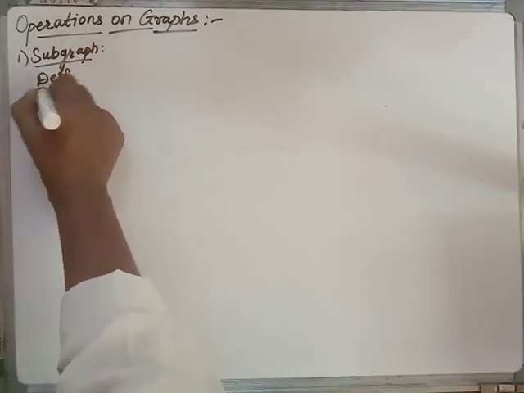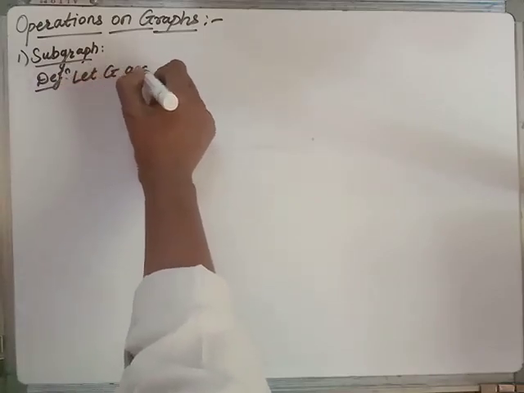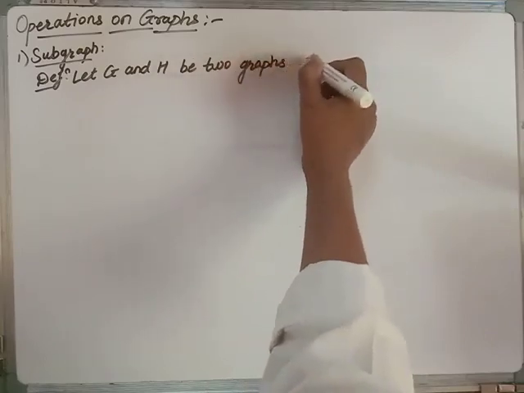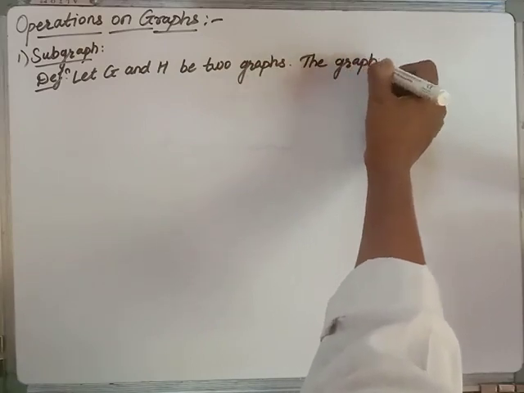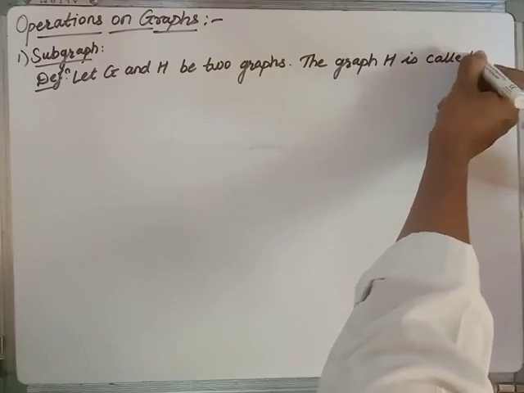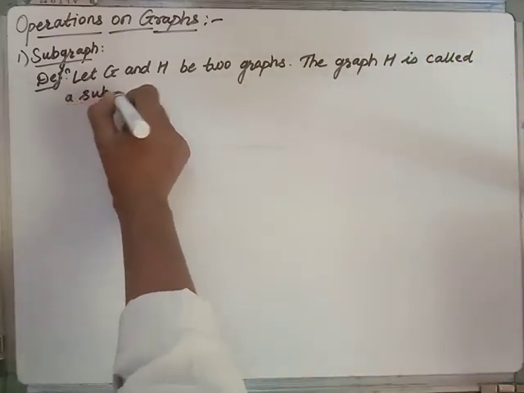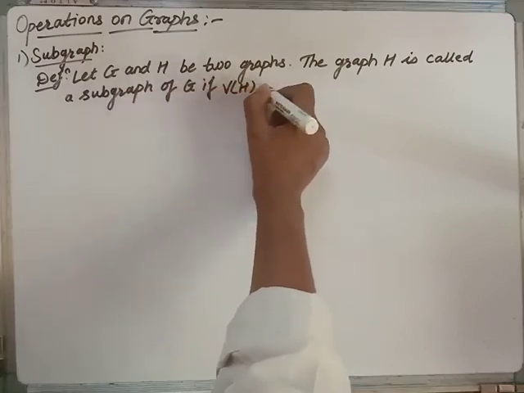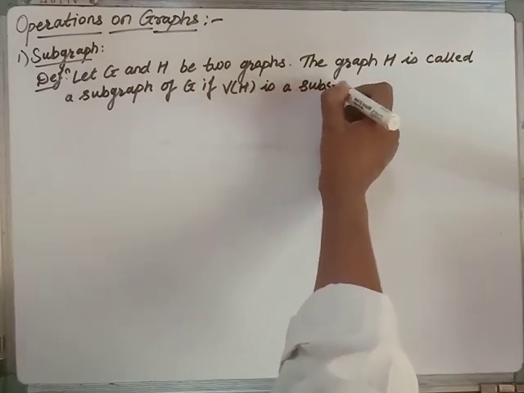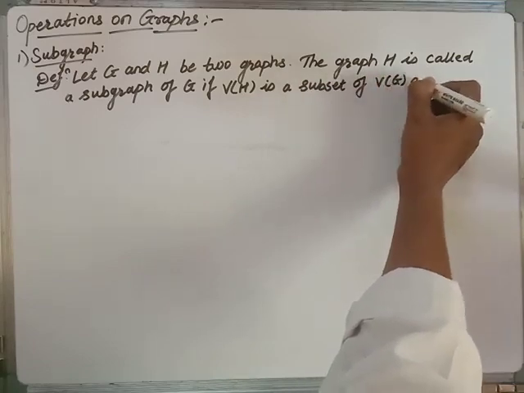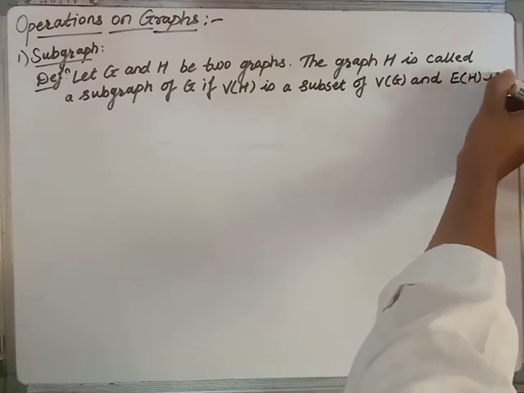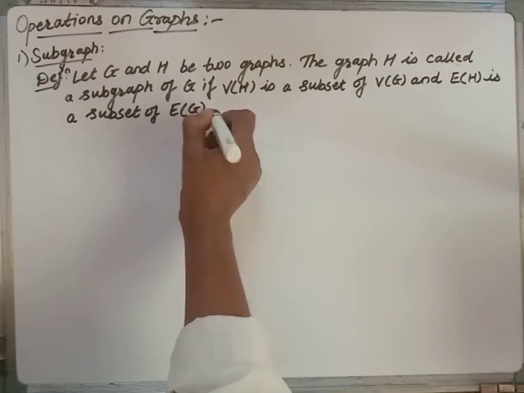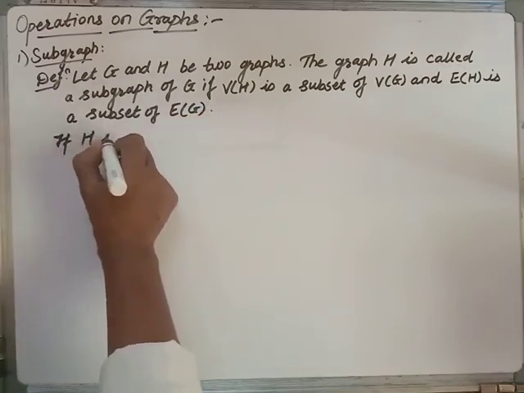Definition: let G and H be two graphs. The graph H is called a subgraph of G if vertex set of H is a subset of vertex set of G and edge set of H is a subset of edge set of G.